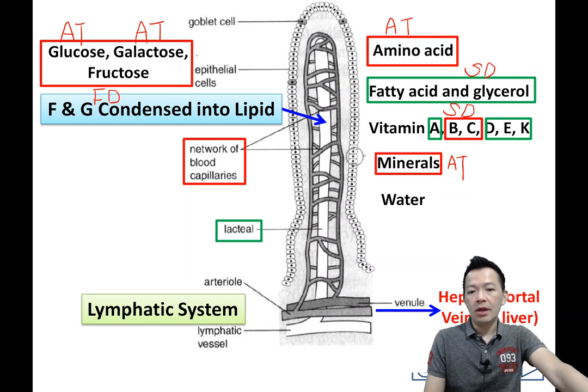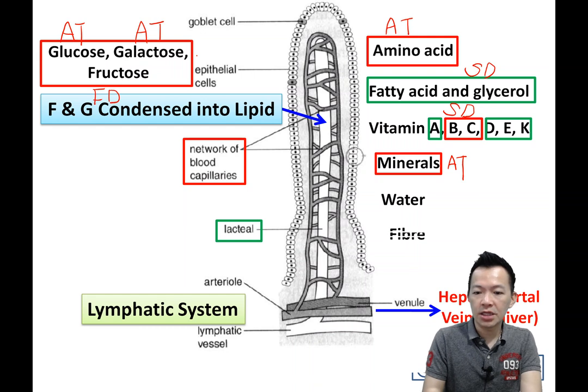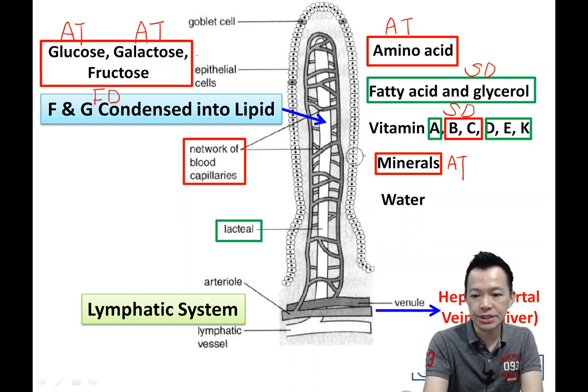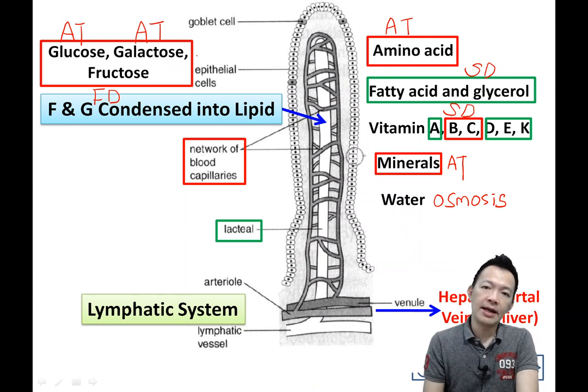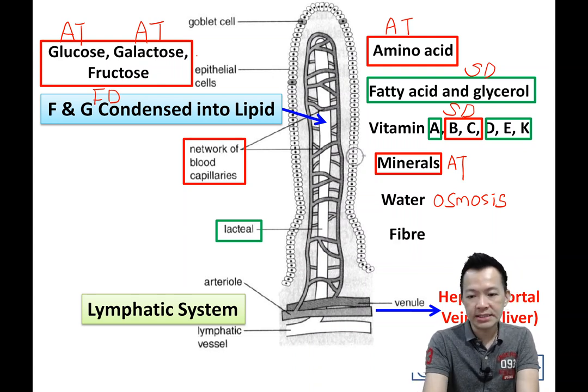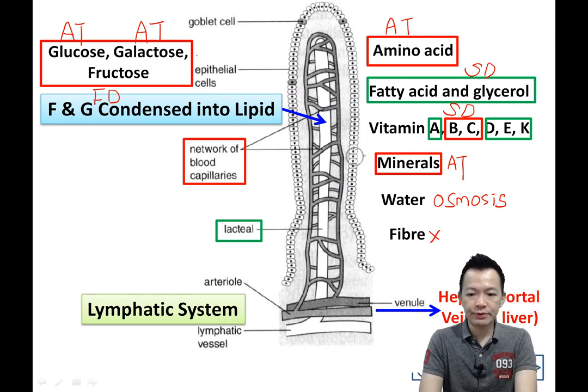Next, how about water? Water will simply diffuse through the wall of the villi by using the method called osmosis. Okay, osmosis. 水用的方法呢就叫 osmosis. But most of the water will be absorbed inside the large intestine, 等一下它会直直走去大肠那边。But the small intestine also absorbs some water. Okay, 第六种食物了。And how about fiber? Fiber will not be absorbed in the small intestine, 它完全不能被吸收。So this is the absorption of food.